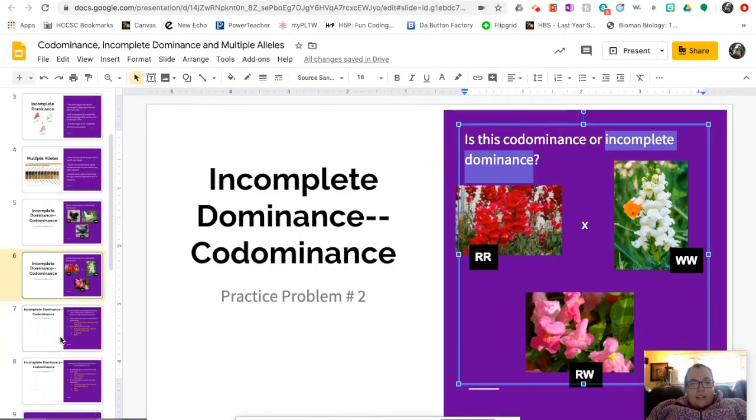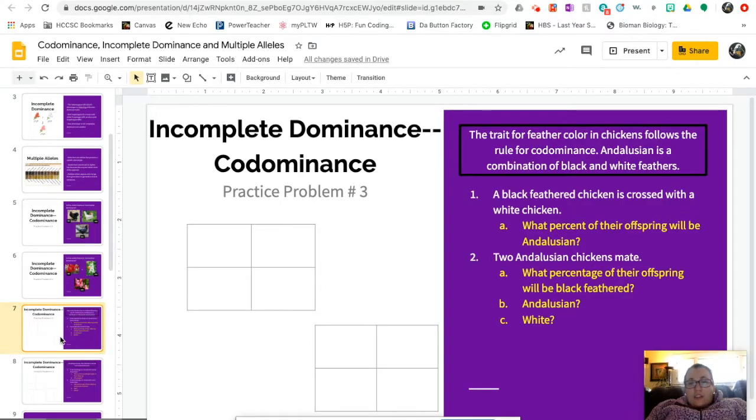Okay, so on this next one, we're going to actually try an example. It says the trait for feather color in chickens follows the rules for codominance. So remember, that's a mixture of the two. Make sure you pay attention to that. And an illusion is a combination of black and white feathers.